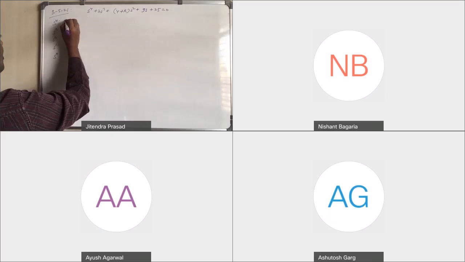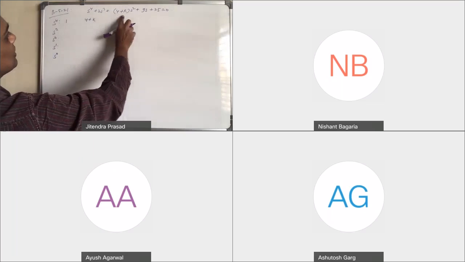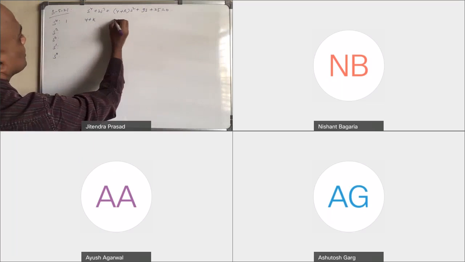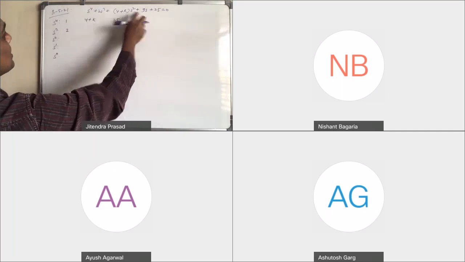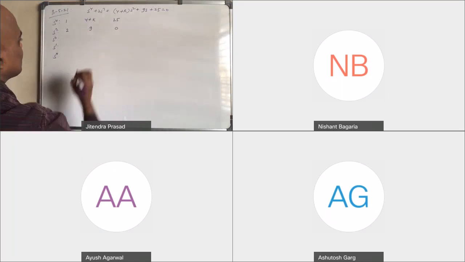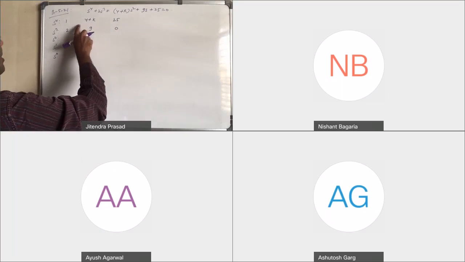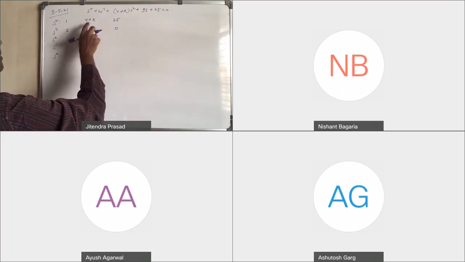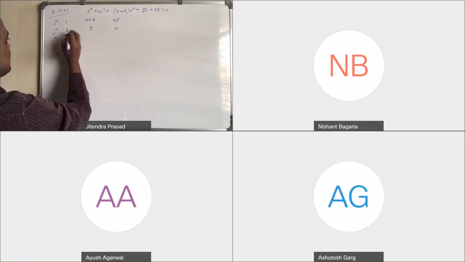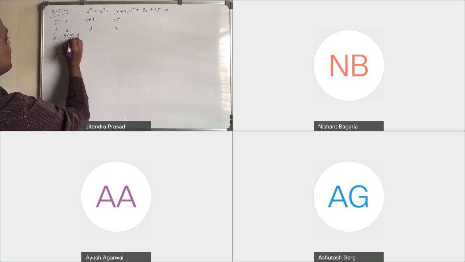So we start with 1, then we have 4 plus k, and then we have 25. Then you have 2 here, and then 9 here. Then we have 0. Okay, so from here, what do you find? We find 2 multiplied by this divided by minus this. So it becomes 8 plus 2k, 8 plus 2k minus 9 divided by 2.